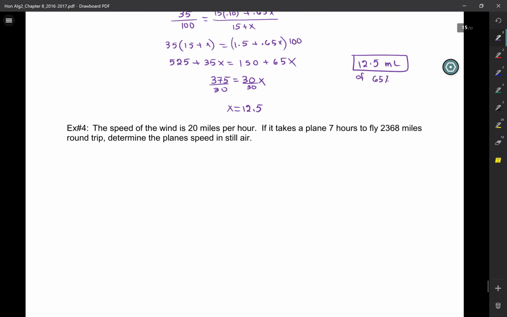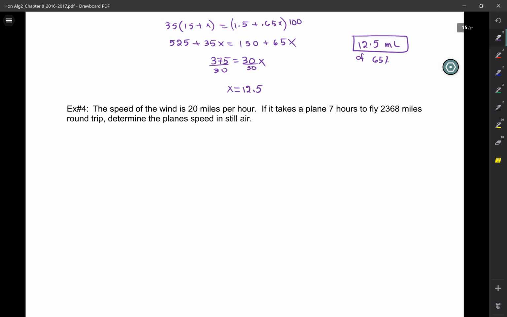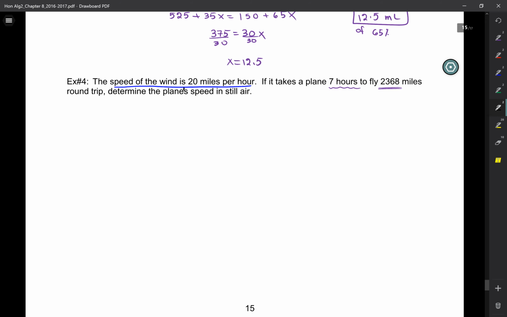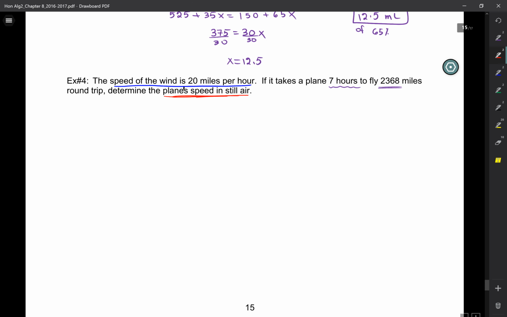So now, take a look at this problem. The speed of the wind is 20 miles an hour. It takes a plane 7 hours to fly 2,368 miles, round trip. And now it's asking us to determine the plane's speed in still air. So what we want is the plane's speed in still air. We're going to call that R for the rate of the plane, to be consistent with the book.